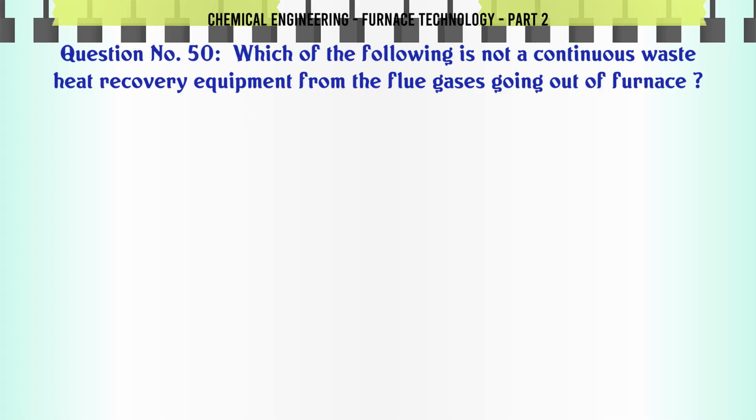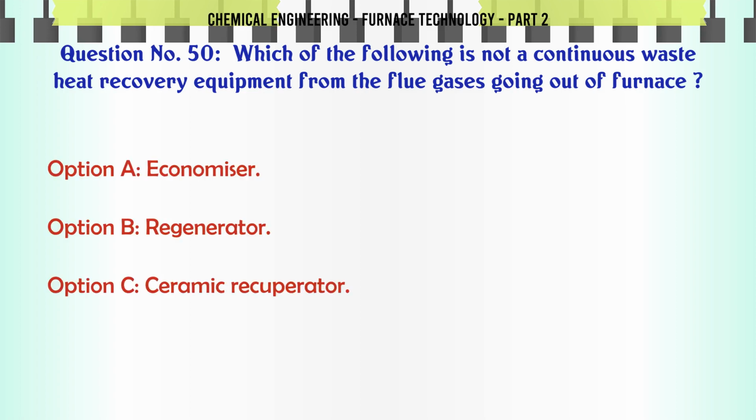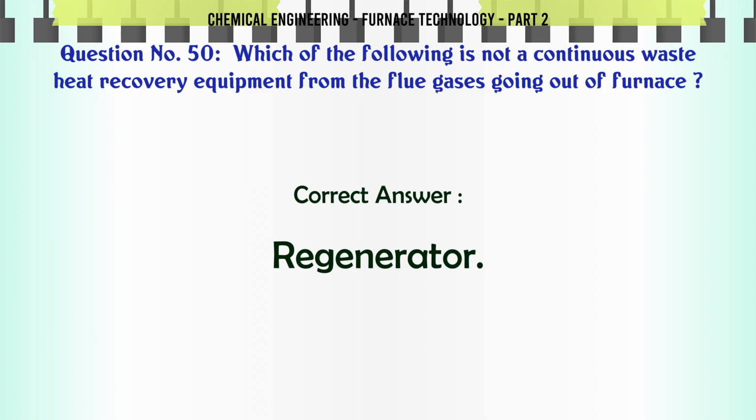Which of the following is not a continuous waste heat recovery equipment from the flue gases going out of furnace? A. Economizer. B. Regenerator. C. Ceramic recuperator. D. Waste heat boiler. The correct answer is regenerator.